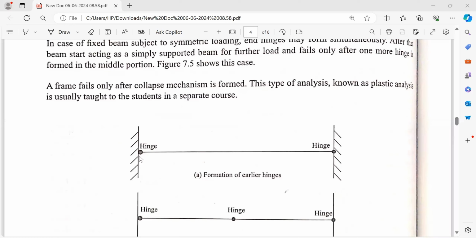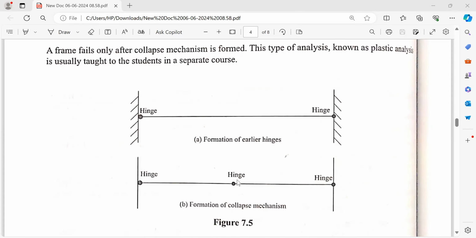It will form a determinate structure by forming the hinges at the fixed ends. So first the determinate structure will form by forming the hinges and permitting the rotations at the fixed ends. Once hinges are formed at the fixed ends, it will become a determinate structure. And if one more hinge is formed at the point where maximum bending moment is there, then collapse of the structure will take place. So this is the consideration in the plastic analysis and design of structures.